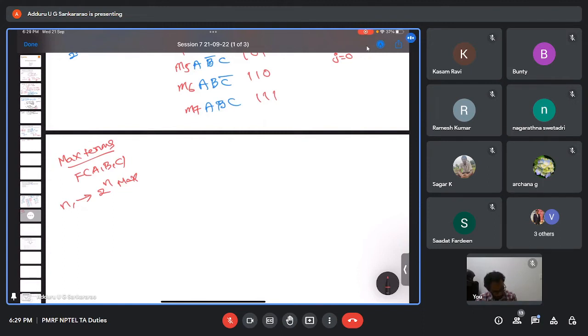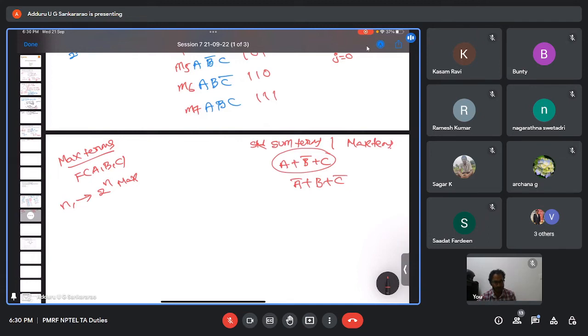We know product and sum terms. Suppose a sum term of these variables has all the variables either in the complement form or variable form, then it is called a standard sum term. This is a sum term. Standard sum term means it should have all the variables, three variables a, b, c, either in the same form or in the complement form, then they are called max terms. So this is a max term, or a bar plus b plus c bar, this is a max term. So standard sum terms are also called max terms.